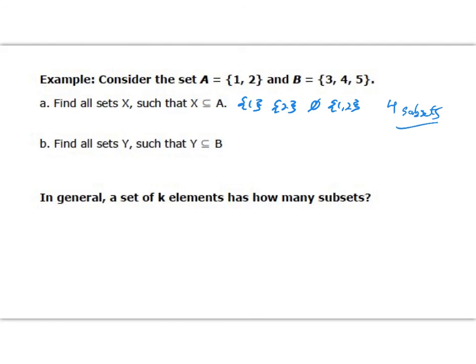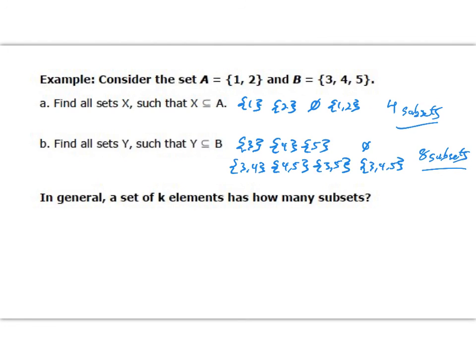And what I want you to do is hit the pause button on the video for just a moment, and see if you can come up with the sets that are all subsets of B, 3, 4, and 5. So hit the pause button and give it a shot. And as you come up with those subsets, you see that 3 by itself, 4 by itself, 5 by itself, 3 and 4, 4 and 5, 3 and 5, also the empty set, also 3, 4, 5. They're all subsets, and that's a total of 8 of them.